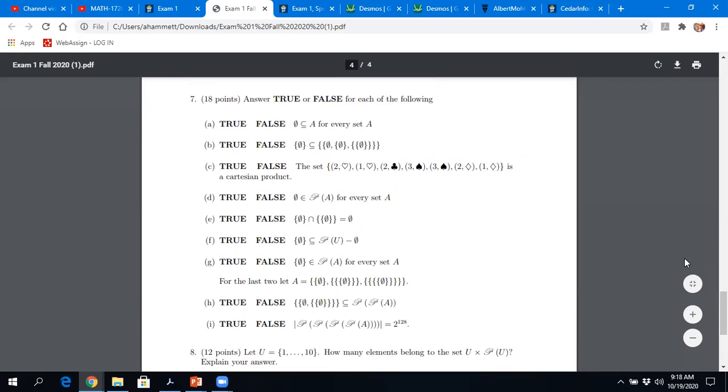Okay. So the answers to this were true, false, false, true, true, true, false, true, false. Okay. I won't go through the last one necessarily, but just suffice it to say, how many elements are there in A? I know that there's a lot of parentheses in there, right? But how many elements are in A?